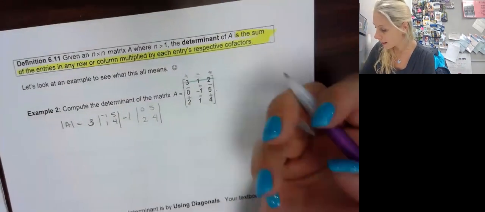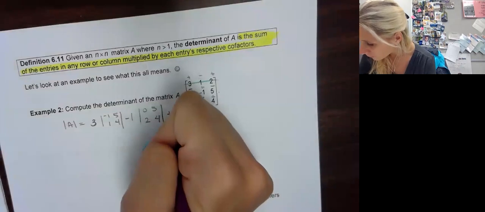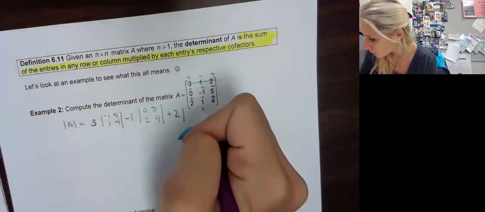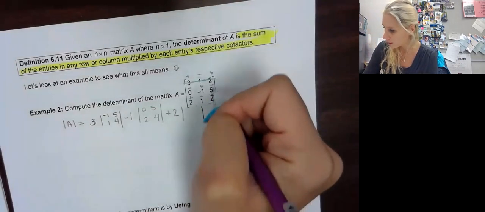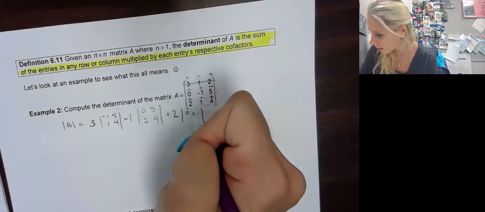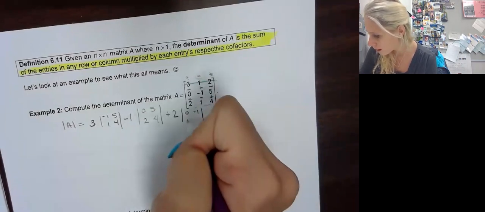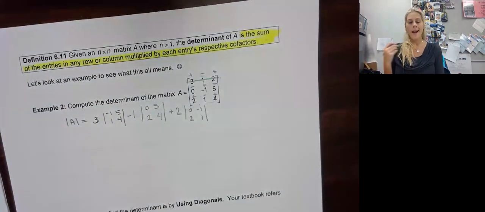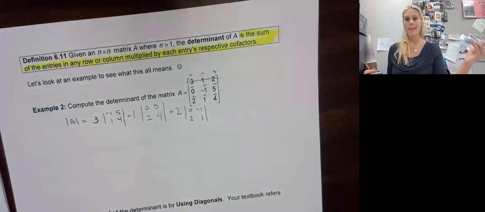Now I'm going to add; I'm going to look at the 2. If I ignore the column of 2, I'm left with 0, -1, 2, and 1. Now this looks like what we were doing before with A times D minus B times C, and that's what we're going to do with it.